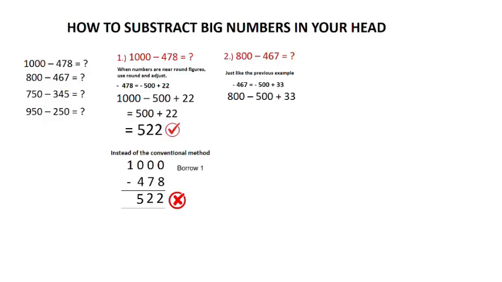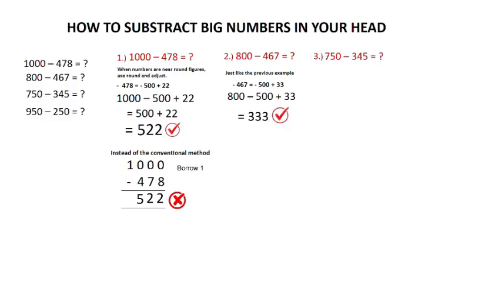So you say 800 minus 500 plus 33. And 800 minus 500 will give you 300 plus 33. And that will give you 333. This is how to do this very fast in your head. Let's move to the next example.